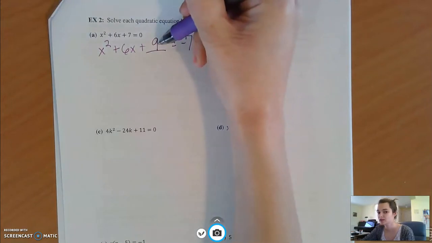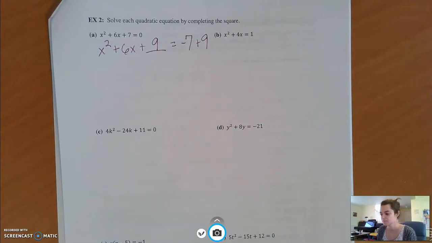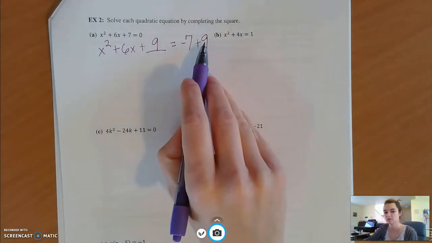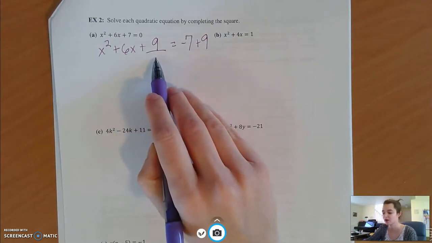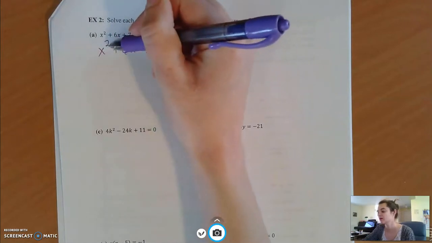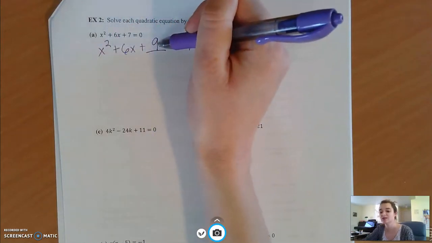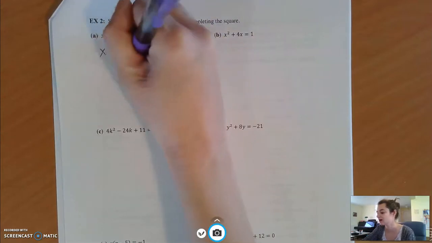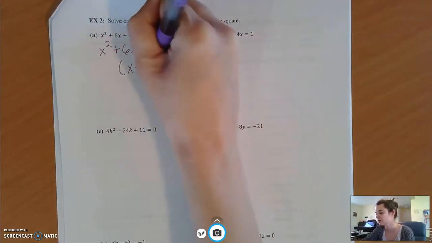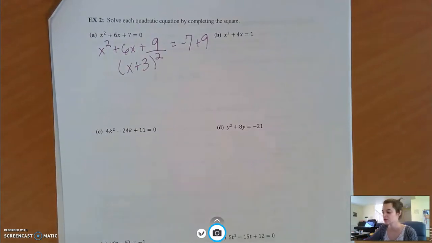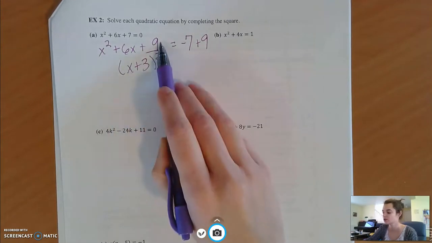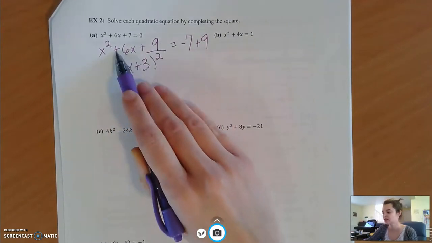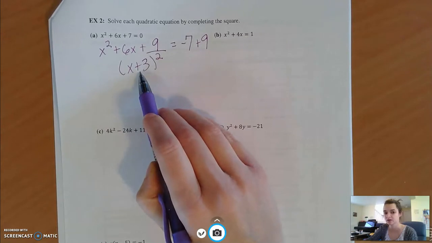And whatever I add to one side, I have to add to both sides. Okay? So this is the completing the square part. After that, we can factor it, and it factors really, really nicely, okay? So this is going to be x times x and 3 times 3. So we're going to have x plus 3 squared, okay? So in the squaring part, it's always the square root of the first term, the square root of the last term, and it's the same sign as the middle, okay?